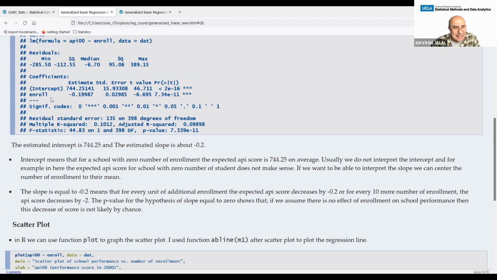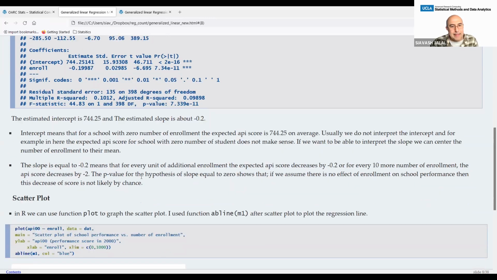But here, the enrollment coefficient, which is the slope, is minus 0.2. This means that for a 1 unit increase, or one additional enrollment, the expected API score decreases by 0.2. Or you can say that for 10 more students in the school, we expect on average the API score to decrease by 2.